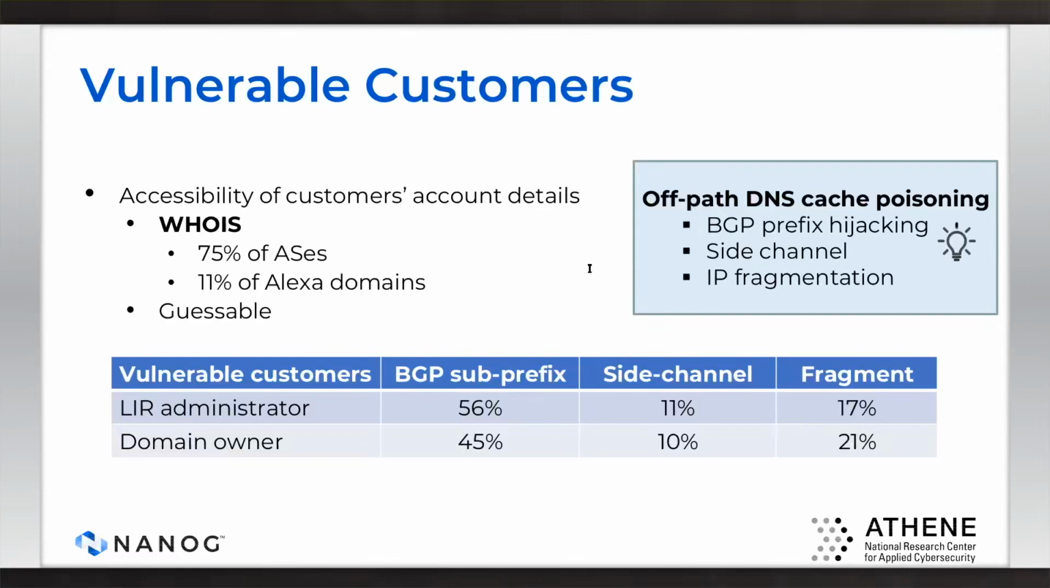Even if we can't find the information in WHOIS, we can still guess the account sometimes. For example, some use classical emails such as admin@company or webmaster@company. The other property a vulnerable customer needs to fulfill is that the name server configuration of the email domain meets the requirement of specific DNS cache poisoning methods. We find that around 50% of the customers are vulnerable to BGP sub-prefix hijacking, around 10% are vulnerable to side channel, and around 20% are vulnerable to IP fragmentation.